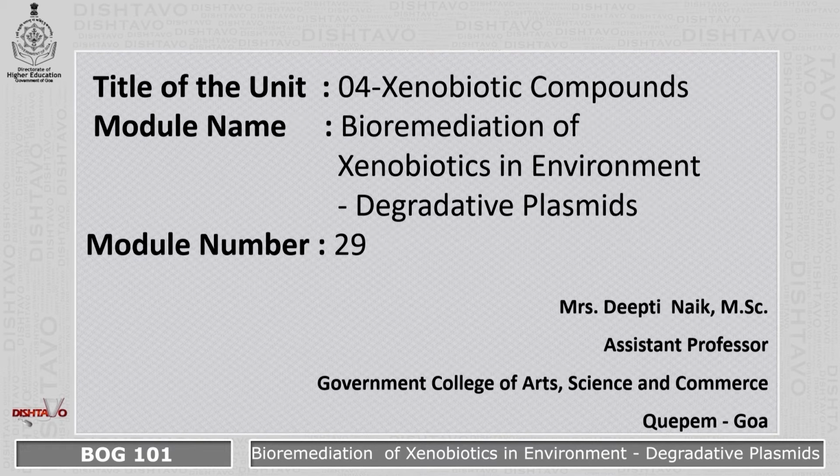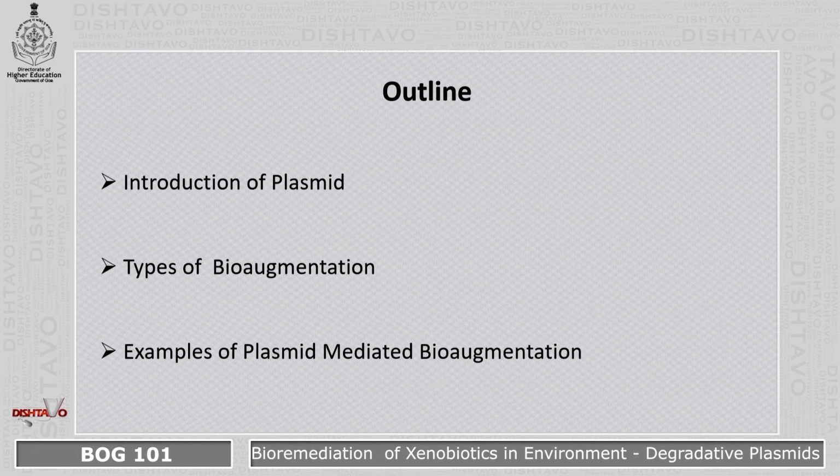Title of the unit is Xenobiotic Compounds. Module name: Bioremediation of Xenobiotic in Environment, Degradative Plasmid. Module number 29. Outline of this module is first introduction of plasmids, then types of bioaugmentation and examples of plasmid mediated bioaugmentation.